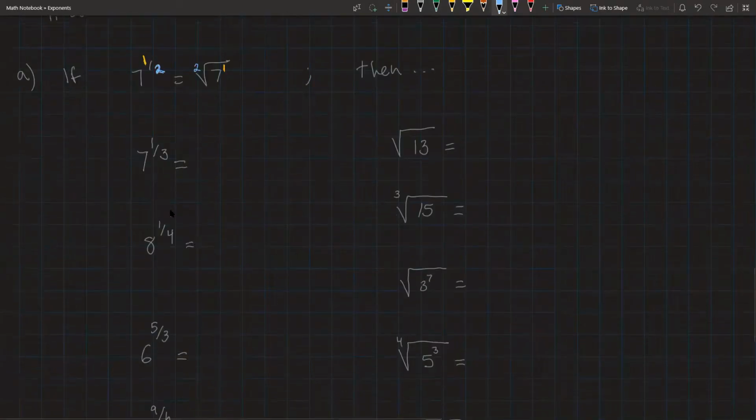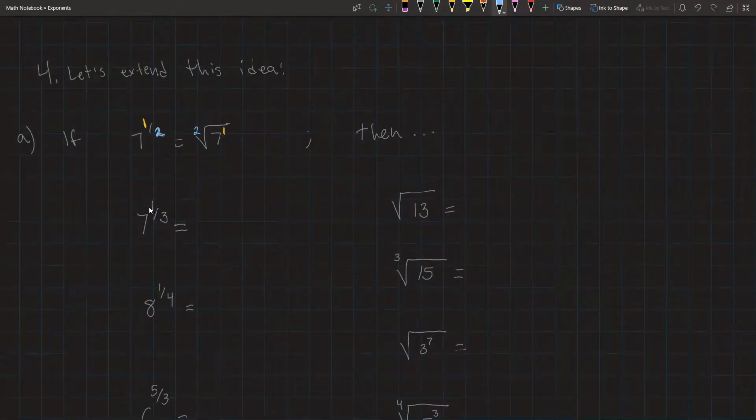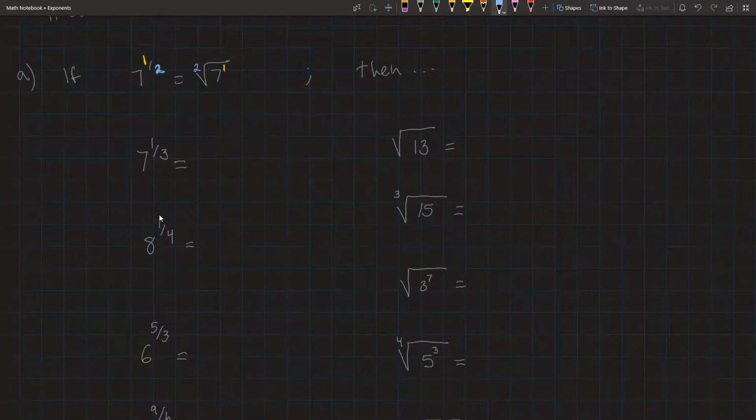So when you see these fractions, they're called rational exponents. Remember that rational means a fraction. When you see these fractions, you should be thinking some form of a radical. And the base is 7, so that one doesn't change. But where does our numerator fall in this case?